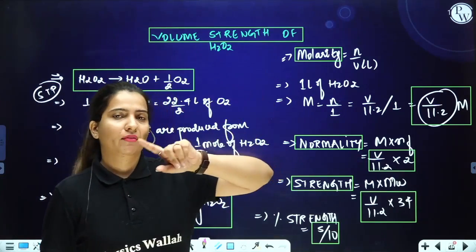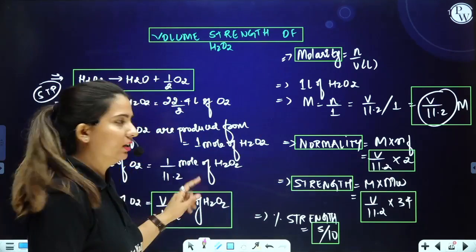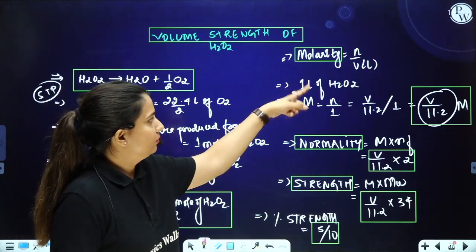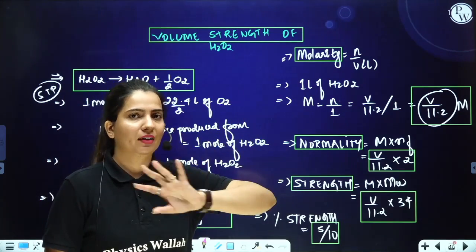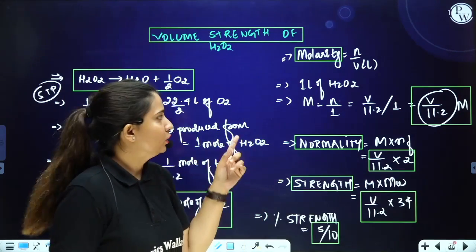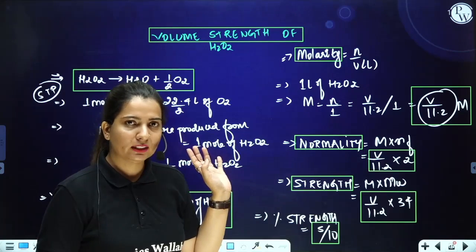Molarity, if I want to have, first I need the moles. I have calculated the moles of H2O2. For molarity, I have the solution volume as 1 liter. Always it is taken as 1 liter. So molarity will be same as moles.